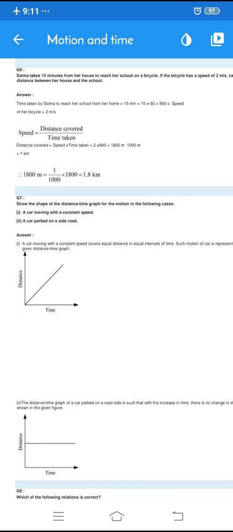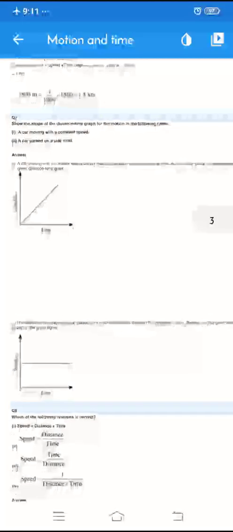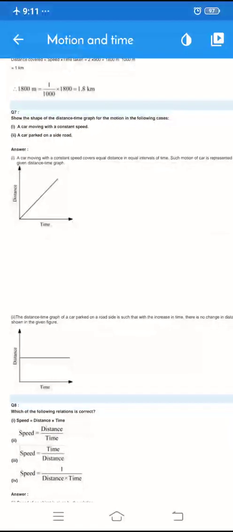Okay, so now question number 7. It's very easy. Look at it there. The given diagram shows the shape of the distance time graph for the motion in the following cases. A car moving with a constant speed. So you have to draw the shape of the distance time graph for the following cases.